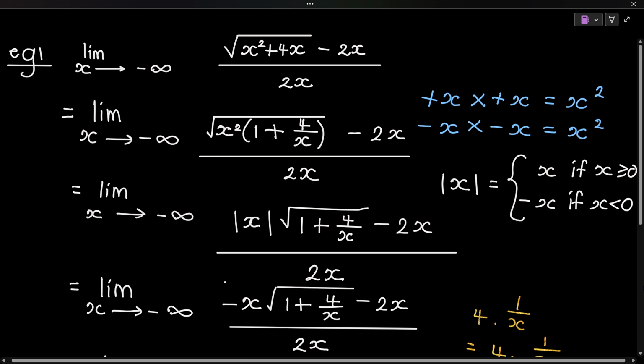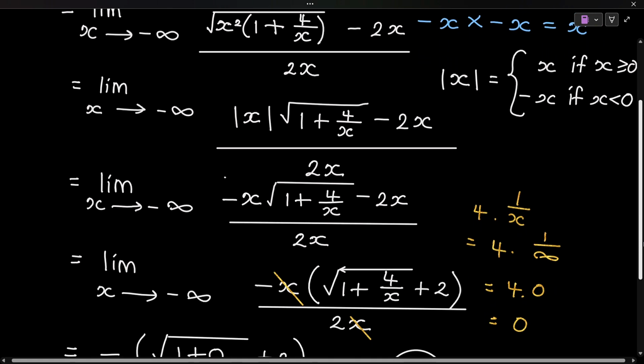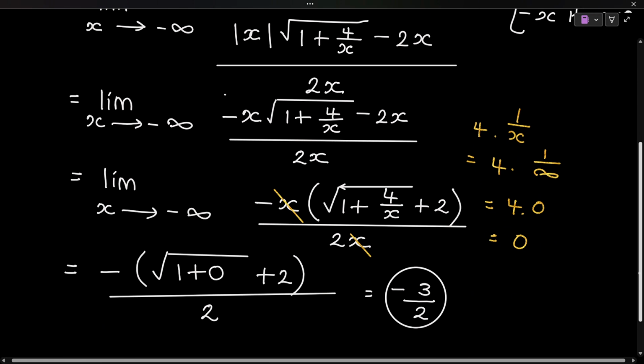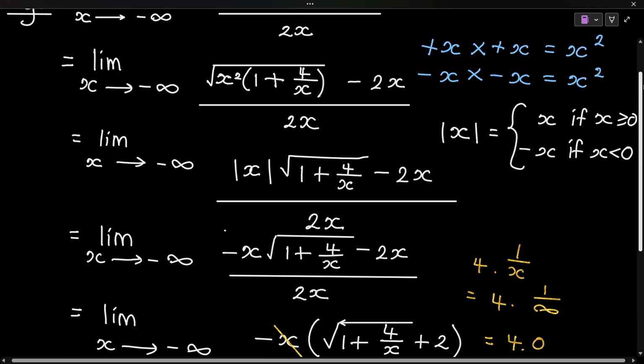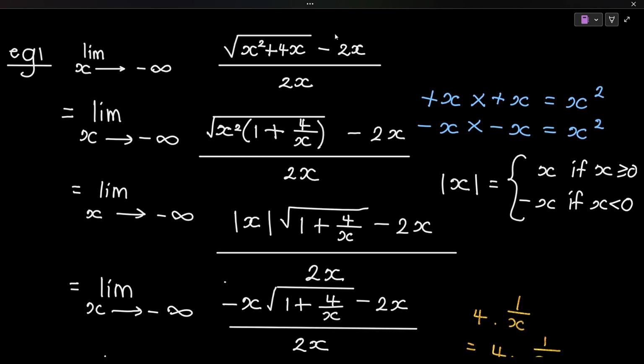So we replaced x with negative. We replaced the absolute value of x with negative x. From there, we factorized, we simplified, and we substituted our limit, or we made use of the limit. Let's look at another example.